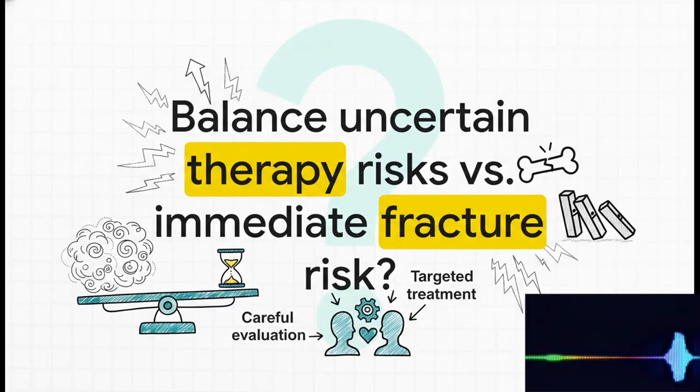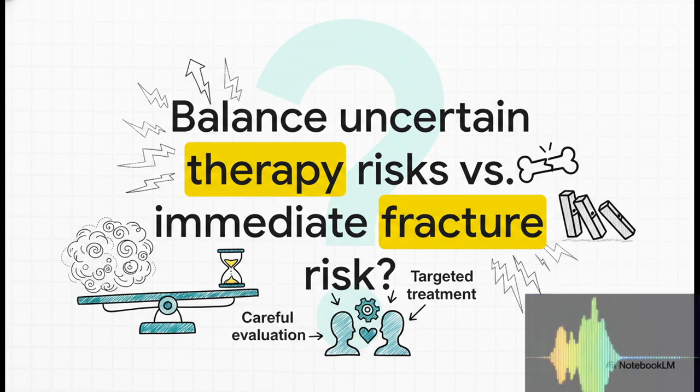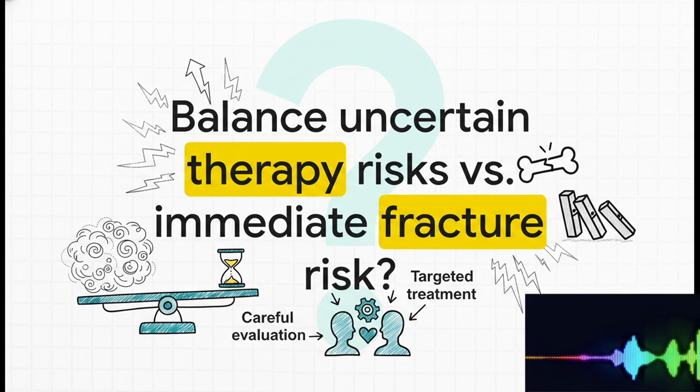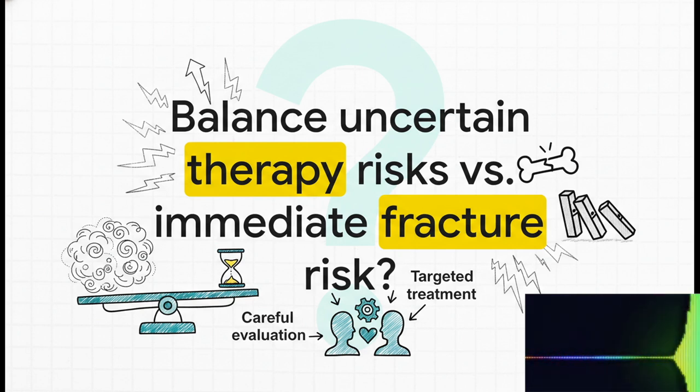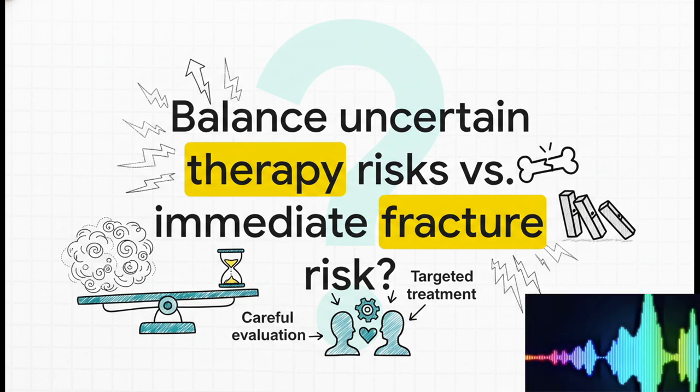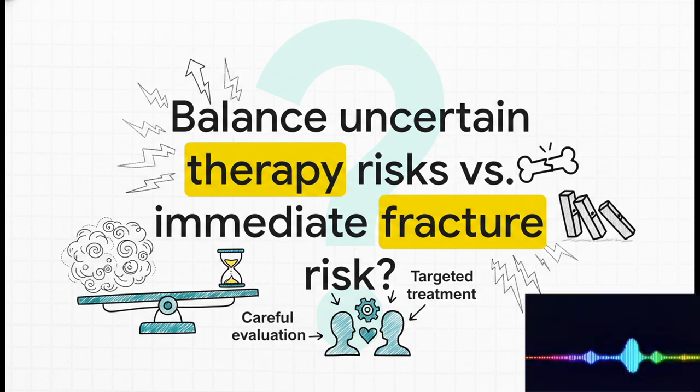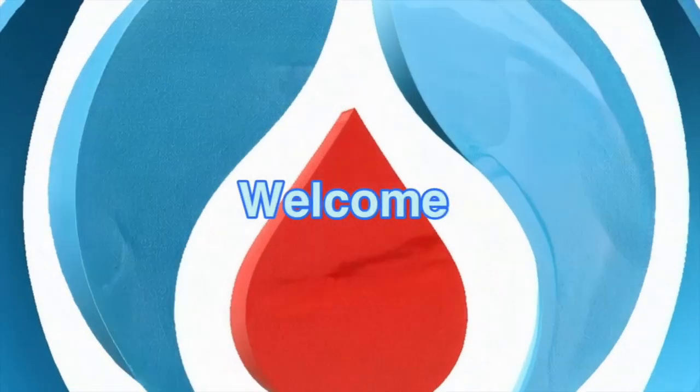And this really leaves us with the central challenge, doesn't it? For that 32-year-old sitting in your clinic, especially if she's already had fractures, you are constantly in this balancing act. You're weighing the known, immediate, and debilitating risk of another fracture against the unknown, long-term risks of our therapies in her young body. There are no easy algorithms here. There are no simple answers. All we have is careful evaluation, targeted treatment of secondary causes, and a deeply personalized, shared decision-making process for the individual patient right in front of you.